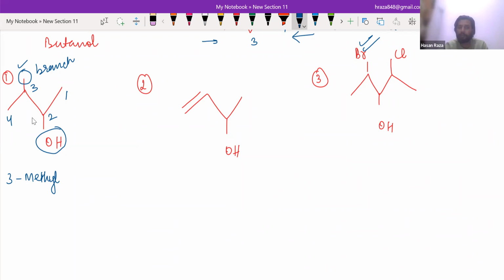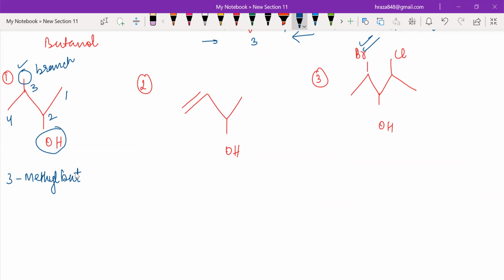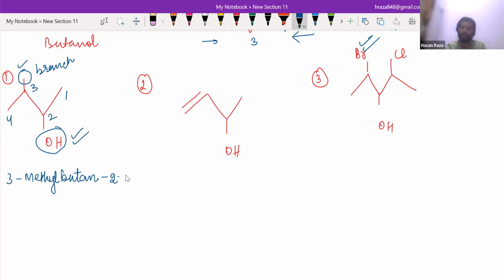How many carbon in the parent chain? 4 carbon. For 4 carbon, we use but, right? Then jump to the nature of bond. What is the nature of bond? Single, double, triple. Single. It is single, so we are going to use butane, the "ane" at the end represents a single bond. And then jump to the functional group. What is the position of the functional group? Second, 2-ol. Okay, please do the next.